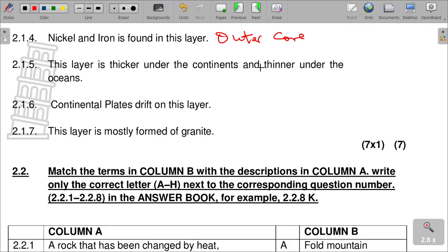And then this layer is thicker under the continents and thinner under the oceans. It is what? It is the crust. Continental plates drift on this layer. Number 6, the continental plates drift on the what? On the mantle.